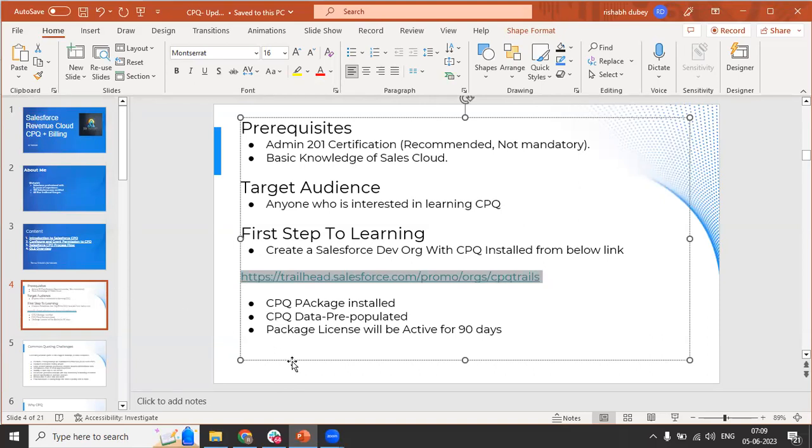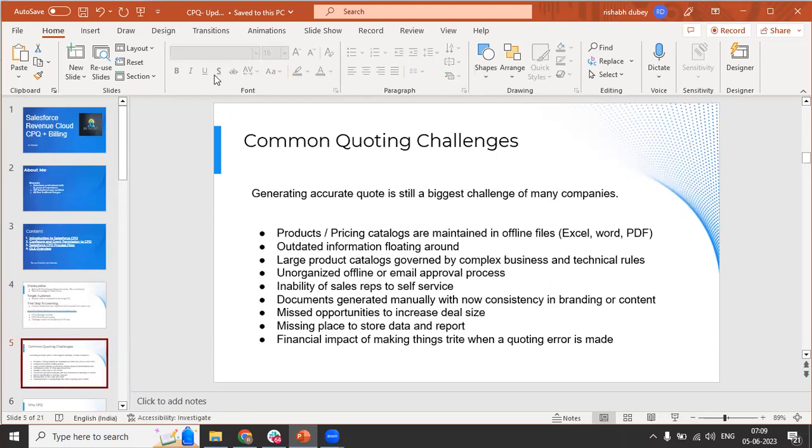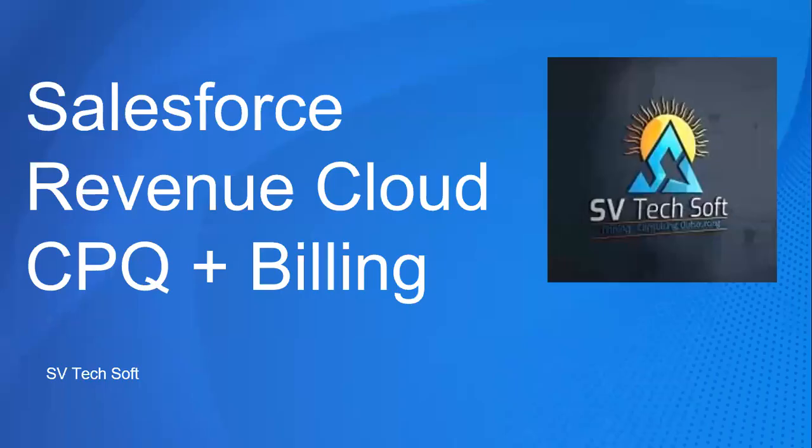One thing to keep in mind, the package license will be active for 90 days. So you can access this particular developer org for 90 days. After 90 days, the developer org may expire, or the CPQ package may expire in your developer org, or you may need to create a new developer org. So from here, you can create a developer org, and then you can start learning Salesforce CPQ as soon as we grow in our course. So let me start sharing my screen again.